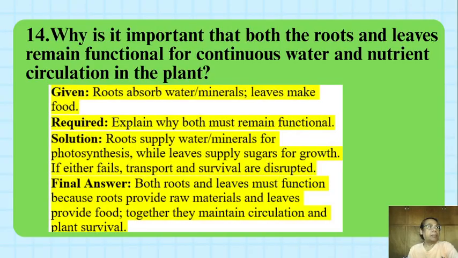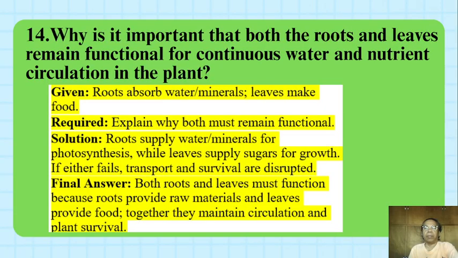Practice problem number 14. Why is it important that both the roots and leaves remain functional for continuous water and nutrient regulation in the plant? So, given roots absorb water and minerals, leaves make food. Required: explain why both must remain functional.